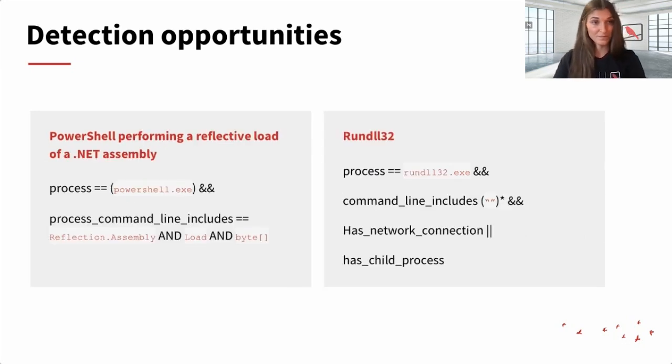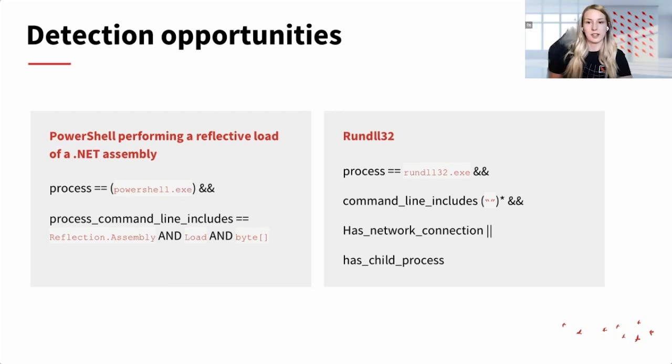And so I'm going to talk about some other detection opportunities that we have. Like Mac mentioned, PowerShell performs a reflective load of a .NET assembly. So if you look for PowerShell executing with a command line that has that Reflection.Assembly and Load and then Byte with brackets, that's a good way to detect that. It may be encoded, so you'll probably have to do some CyberChef to try to catch that in an encoded manner as well.